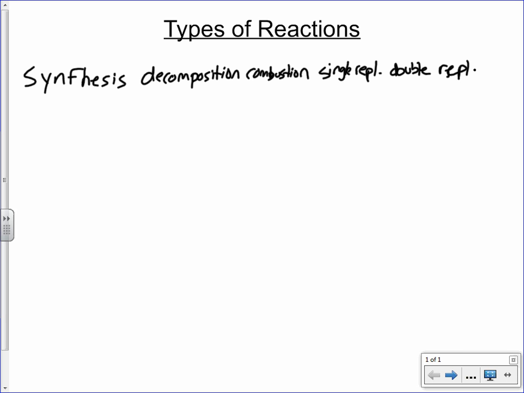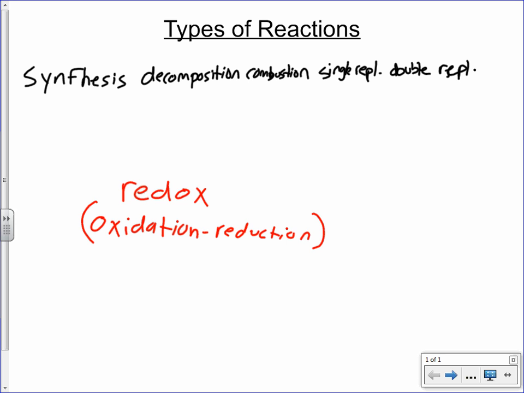Okay, so there's another type of reaction, kind of a subclassification, called redox, which stands for oxidation reduction. Okay, synthesis, decomposition, combustion, and single replacement all typically do redox reactions. Okay? All typically do redox reactions. So we're going to focus on redox for this first video.